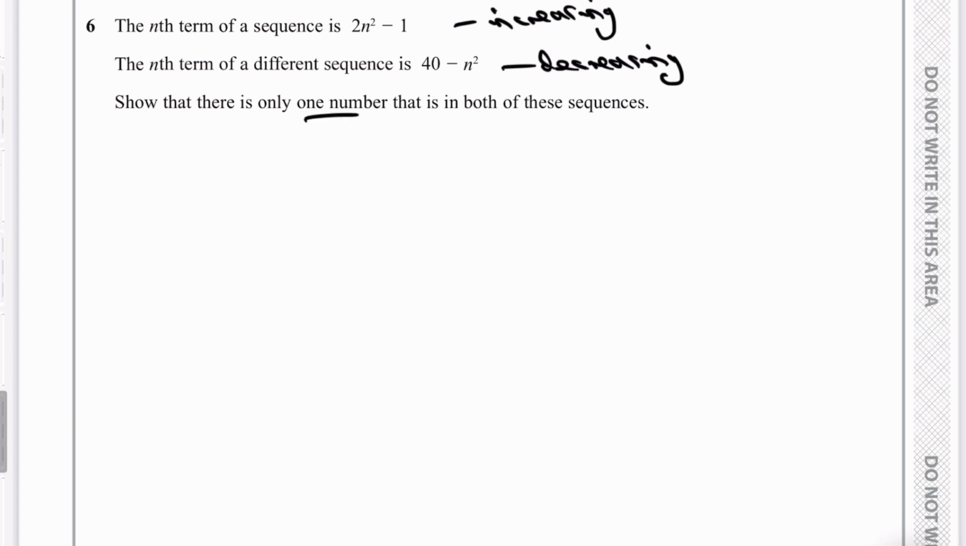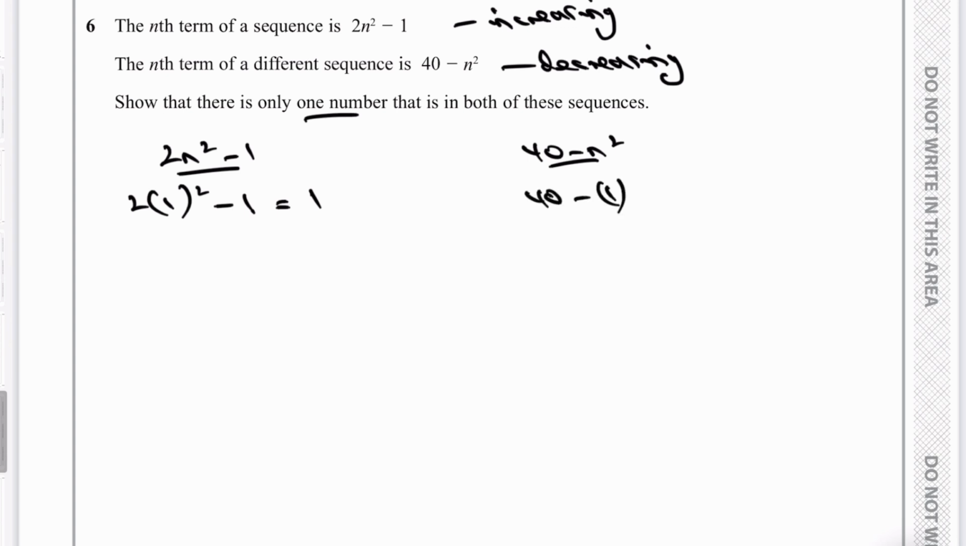Now this is one of those questions where it just takes a little bit of grinding your way through. So you've got 2n squared minus 1, and if I add in the value of 1, it's going to be 2 times 1 squared minus 1, so the first number in the sequence would be 1. Let's have a look at 40 minus n squared. So again, I'm looking at the first number in the sequence, and that's going to be 40 minus 1 squared, which is going to be equal to 39. So that's the first number in the sequence.